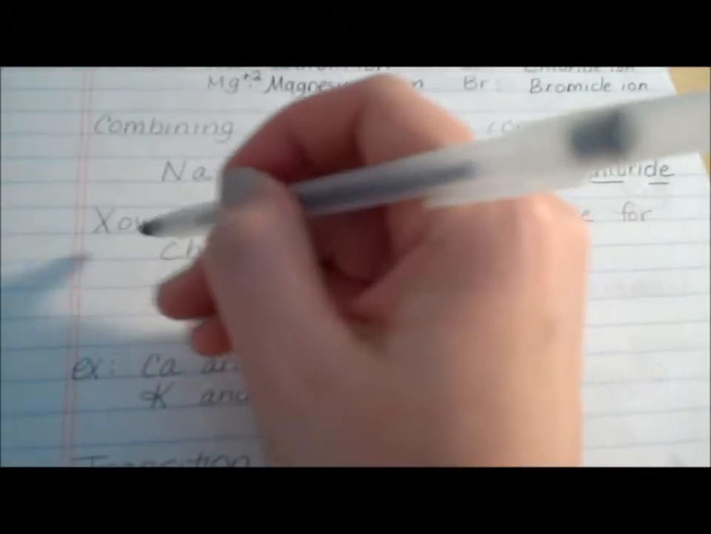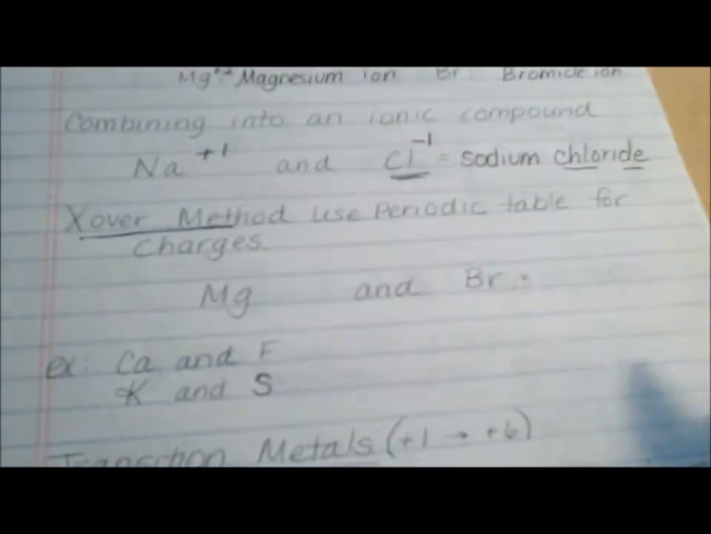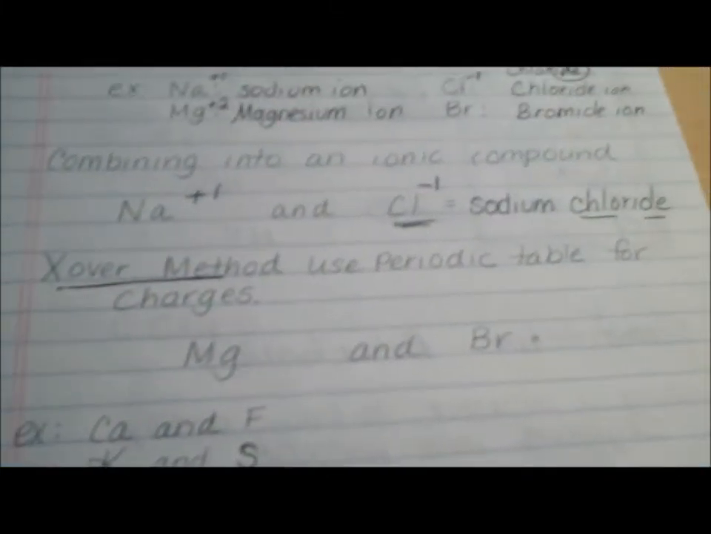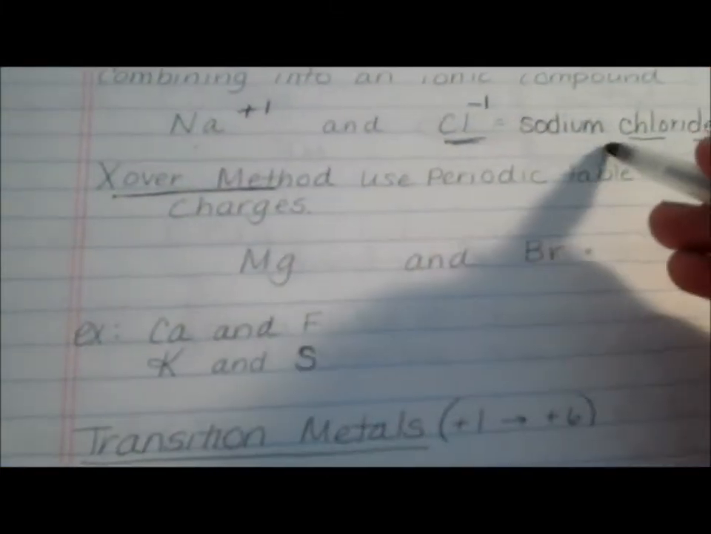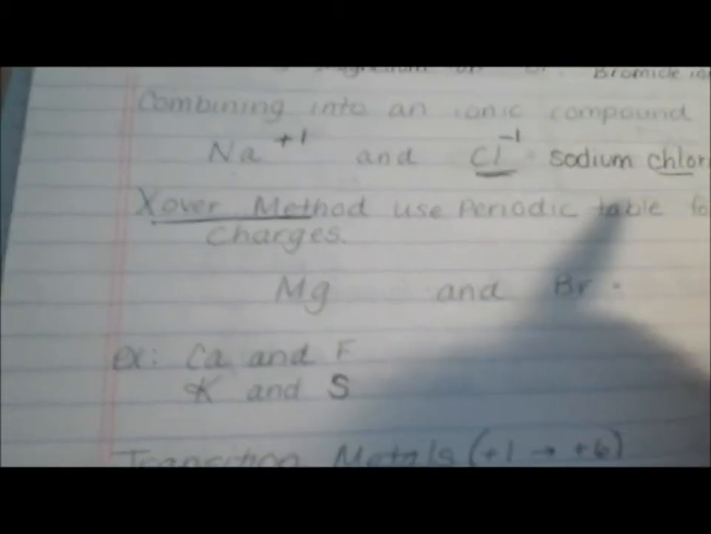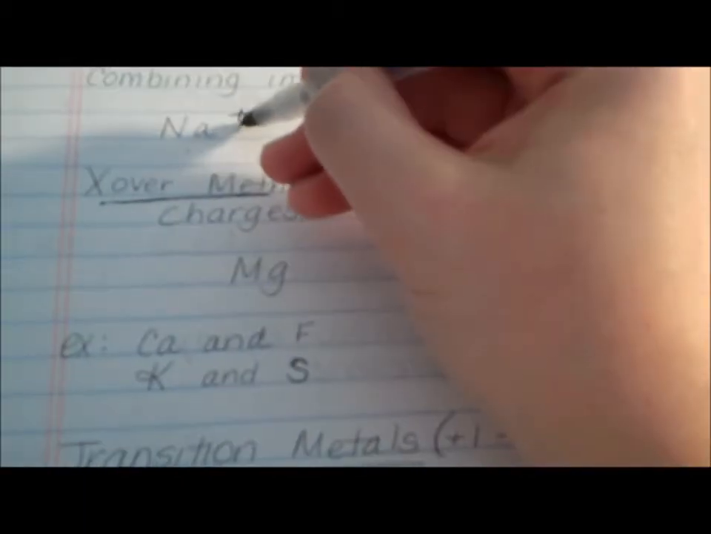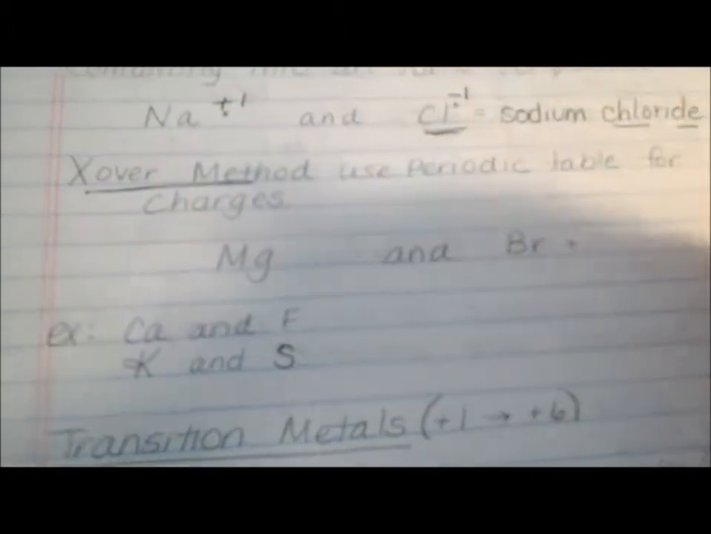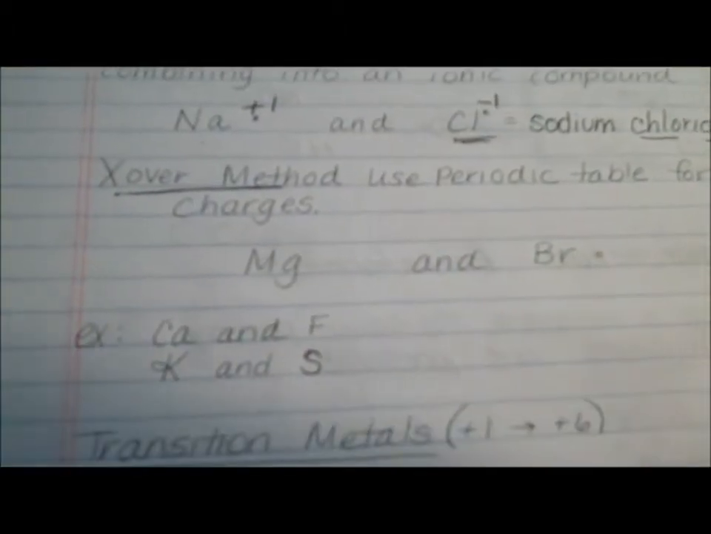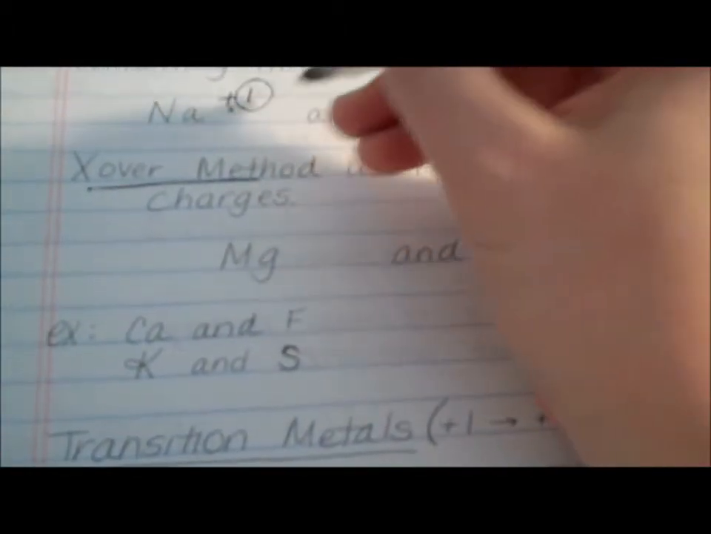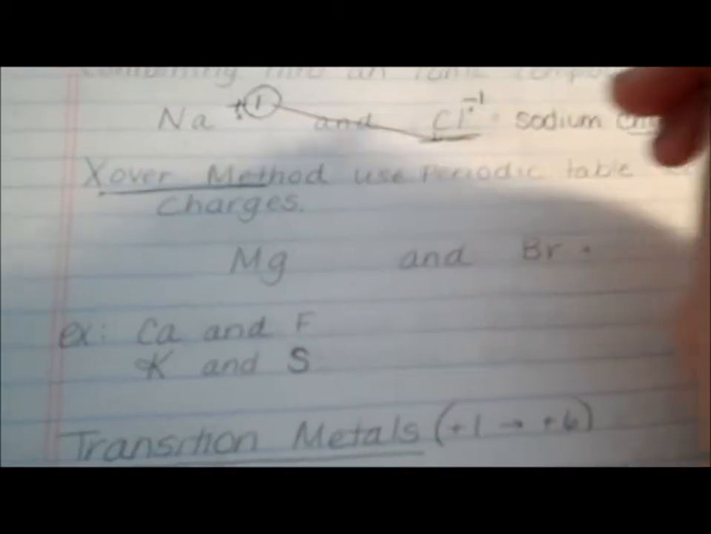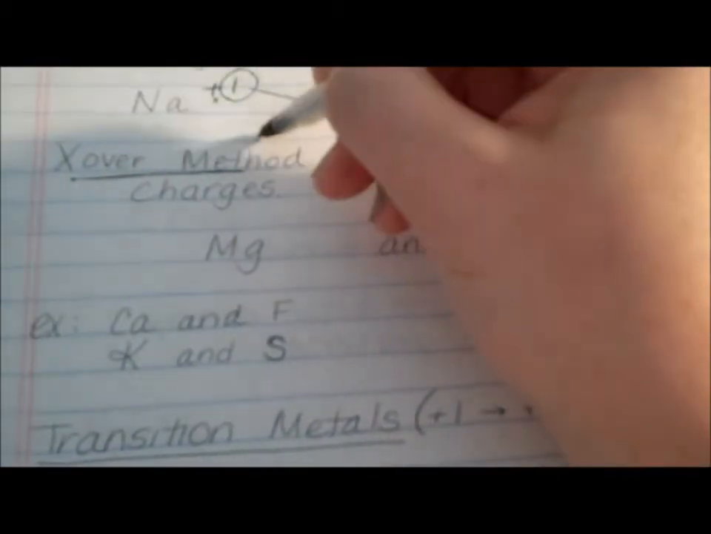Now, I mentioned the crossover method. The crossover method is what we'll use to actually get the formula for sodium chloride. With the crossover method, you do not cross over the signs. The only thing you do is the number. So the 1 would go this way and the 1 would go this way.